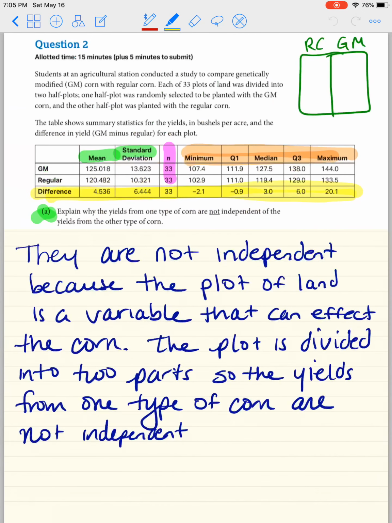And now in part A, it says, explain why the yield from one type of corn is not independent of the yield from the other type of corn. I wrote, they are not independent because the plot of land is a variable that can affect the corn. The plot is divided into two parts, so the yields from one type of corn are not independent. That's what I think the answer is. That's what I would write. In order for two variables to be not independent, one has to have an effect on another, or there has to be something that affects something. So that's what I wrote.